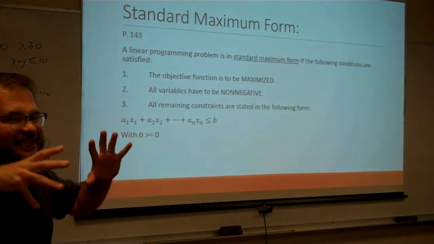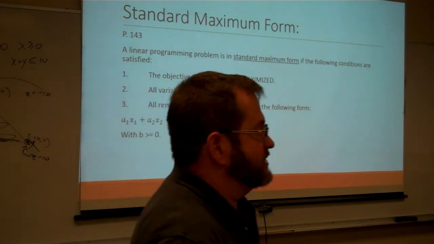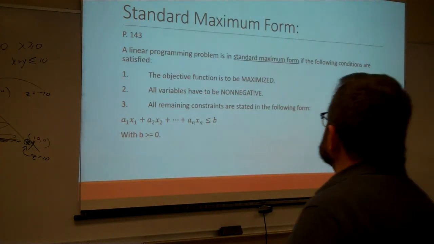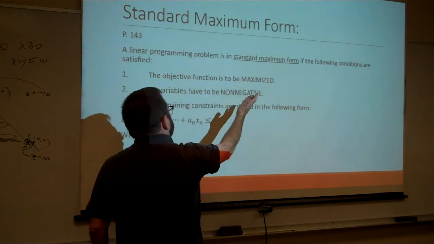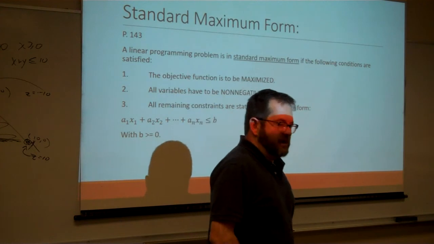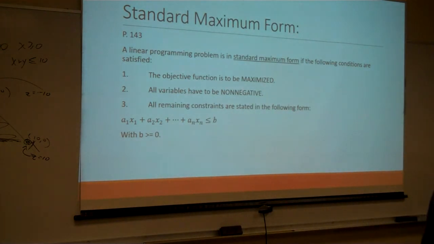This will become more important a week from now or so, because we'll have problems in standard minimum form and in non-standard form and things like that. But for now, the most important thing is that the objective function is going to be maximized. We're looking for what is the most money we can make at Donut Bank today, or at our lemonade stand today. Our objective function, we're trying to maximize it.